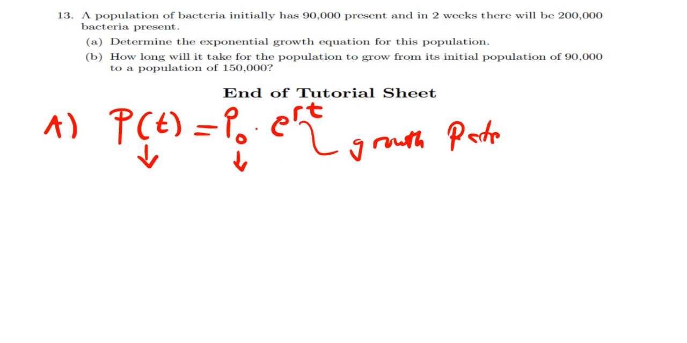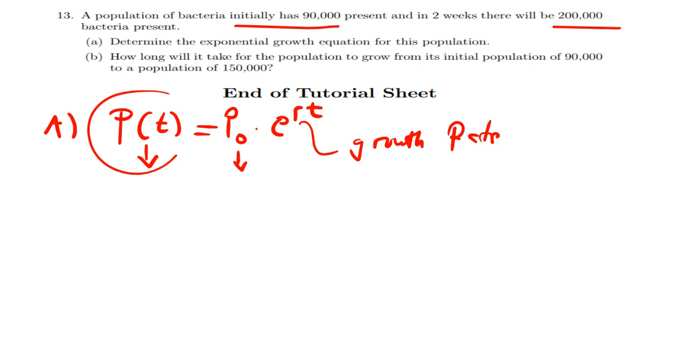The P initial we've been given: initially the population was 90,000. What is the P final? We've been given the P final as 200,000. So what do we now do? For us to find the exponential growth rate, we want to find r, the exponential growth rate. So we just have to substitute in the equation.